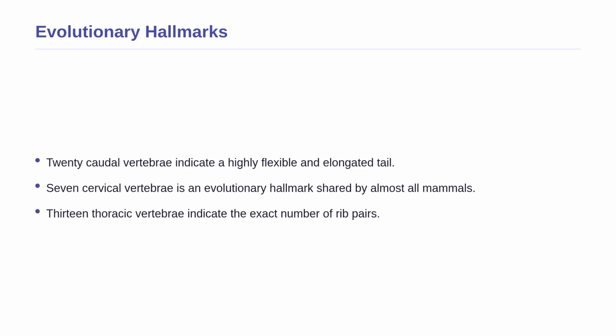Now that we have calculated the total, let us interpret what these numbers mean biologically. The 20 caudal vertebrae tell us the dog has a highly flexible and elongated tail, which is crucial for balance. The consistent count of 7 cervical vertebrae is a fascinating evolutionary hallmark shared by almost all mammals, from tiny mice to towering giraffes. Meanwhile, the 13 thoracic vertebrae indicate the exact number of rib pairs the dog possesses to protect its vital organs like the heart and lungs.